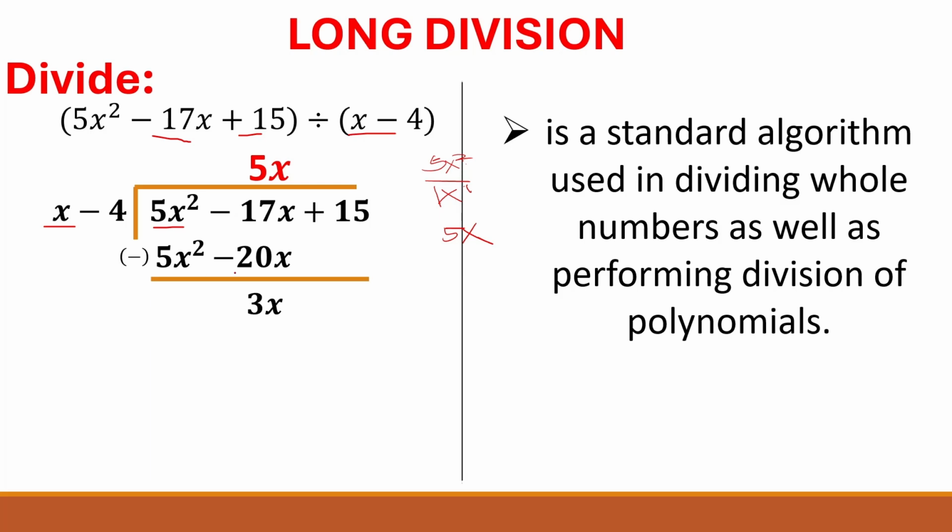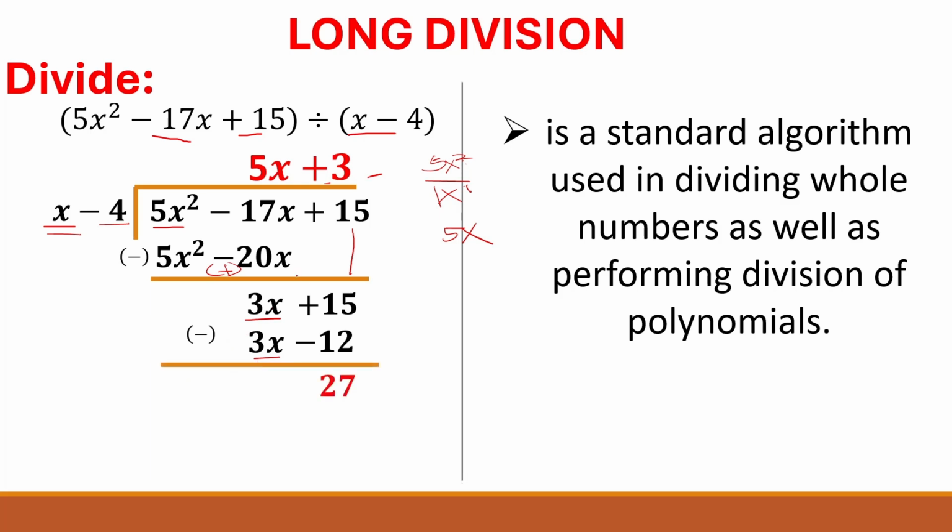Why? Because yung negative, it will become positive. So, negative 17 plus 20, so that is 3x. Then, bring down 15. Then, same process, 3x divided by x, so you have plus 3. So, 3 times x, 3x. 3 times negative 4, so you have negative 12. Then, you subtract 3x minus 3x, so that is 0.